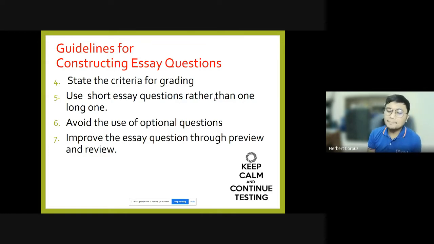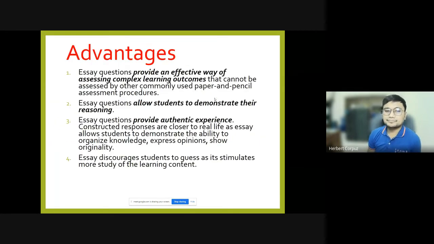And let me repeat, an essay question cannot be recycled. Okay? It cannot be recycled. You really have to rephrase it when you're going to reuse it.